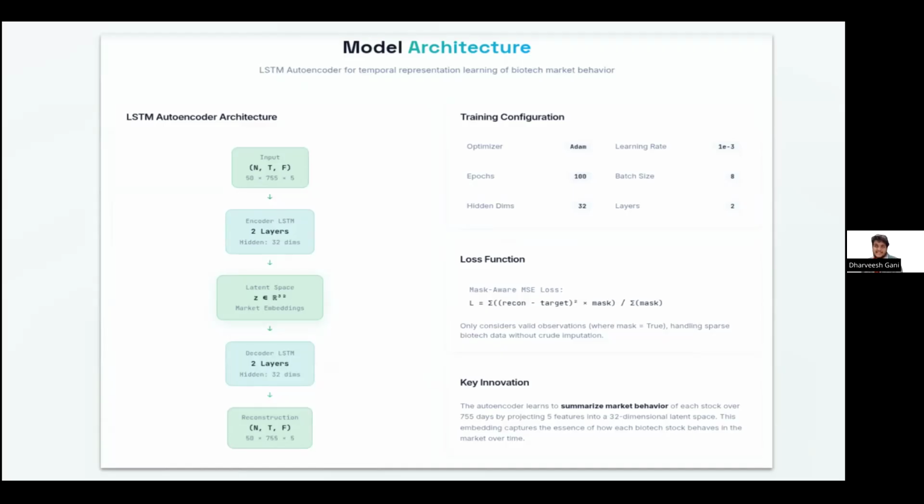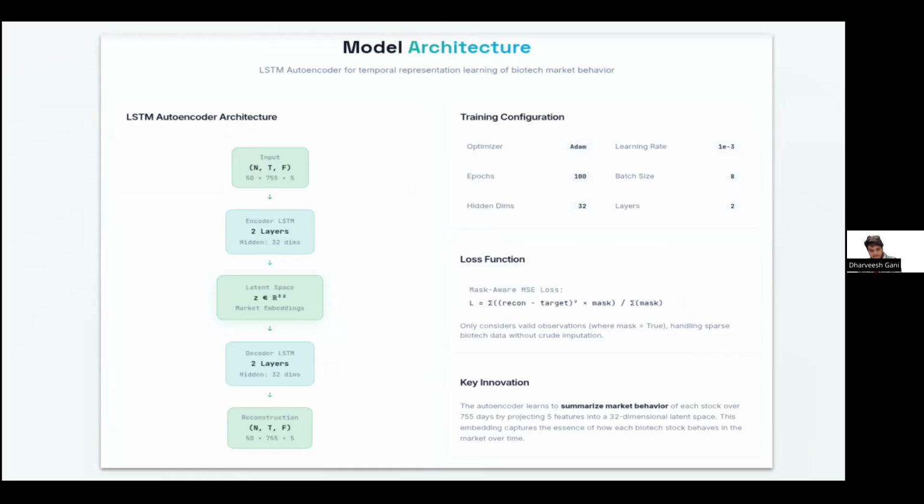So essentially, this acts as a summarizer of the market features for how these particular stocks performed for the past 24 months from a stock or market point of view into a single vector. How we did this was we took an LSTM, the input layer of which is 50 by 755 by 5. That is 50 filtered tickers within the biotech market, but across market cap, large cap, mid cap, small cap, for an equal representation of all the scenarios.